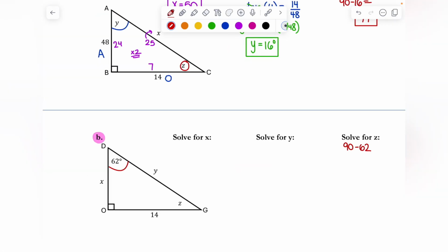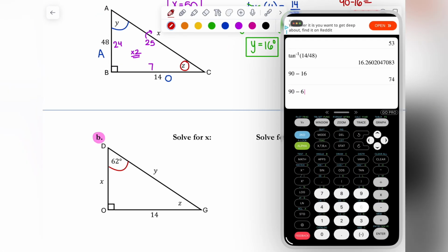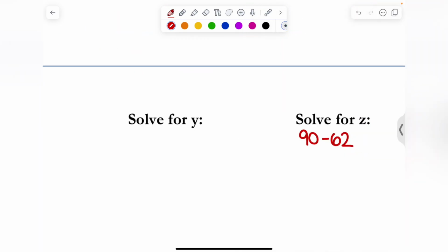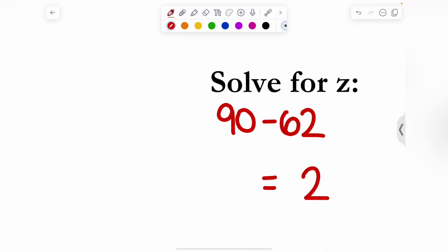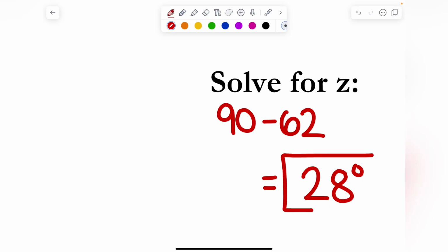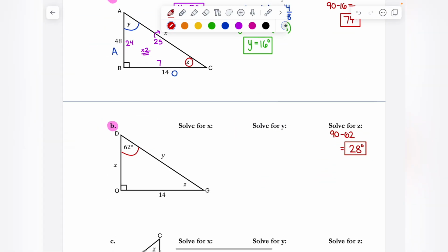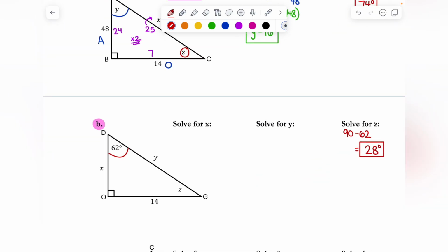So 90 minus 62 is 28. So Z is 28 degrees. Kind of skipping around with this one, but that one's the easiest to do, so I'm going to do that one first. Let's solve for x.